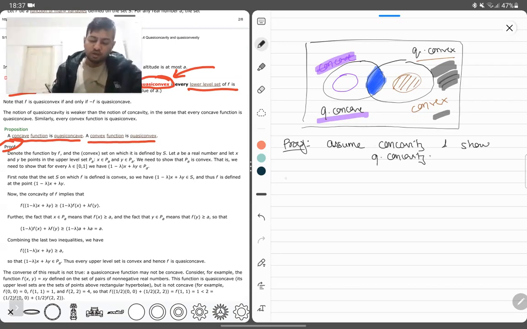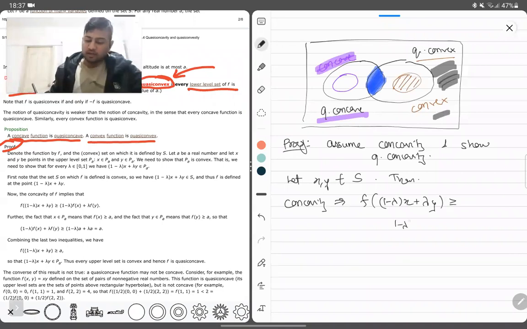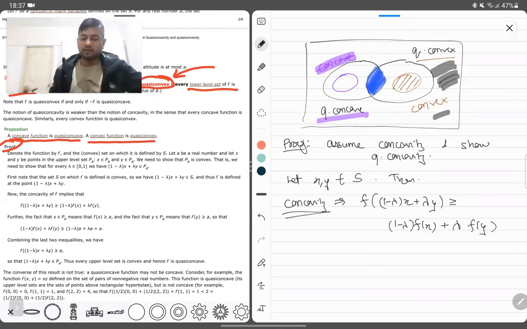So assuming concavity, let x, y belong to the domain, the set S. Then concavity implies f of lambda x plus 1 minus lambda y must be greater than or equal to 1 minus lambda f of x plus lambda f of y. So this is the definition of concavity.